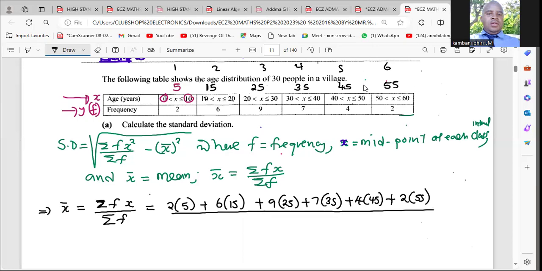Divided by the sum of frequency simply means we add these values. We add the frequencies: 2 plus 6 plus 9 plus 7 plus 4 plus 2. Is that okay?